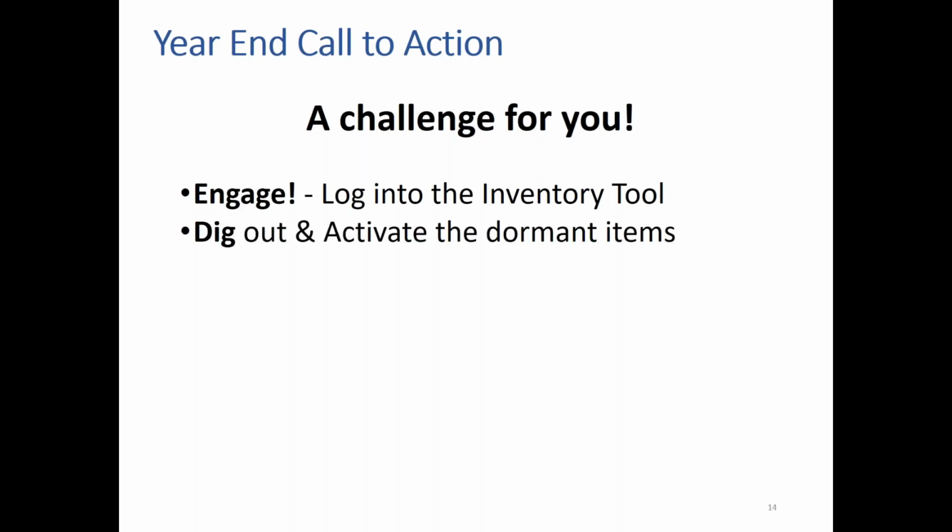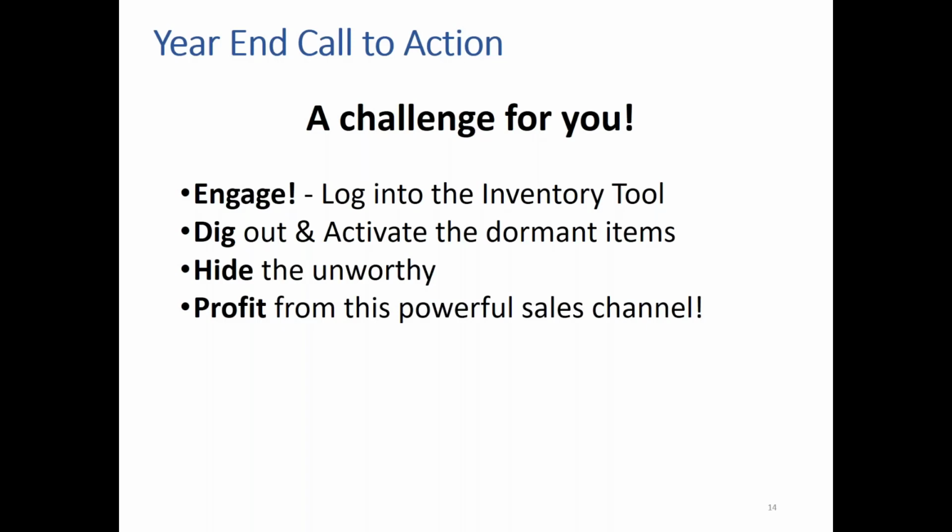Get the worthy stuff on eBay. Dig it out. Get it on eBay and put it up there working for you. Take the unworthy and move them into the hidden status. It takes literally 15, 20 minutes to dig out stuff to activate, to dig out stuff to hide. Profit from this powerful sales channel.